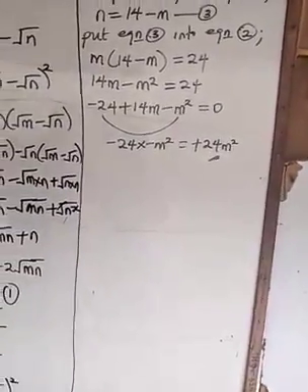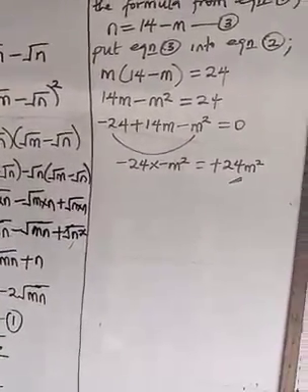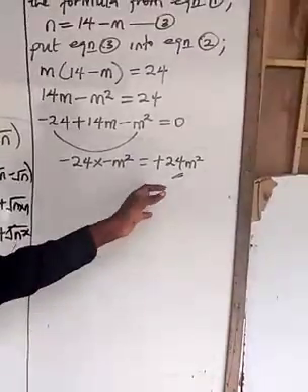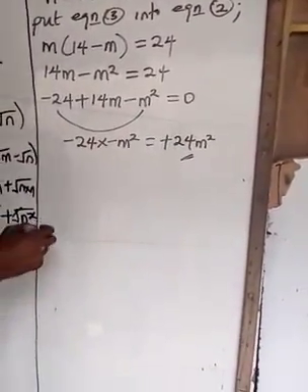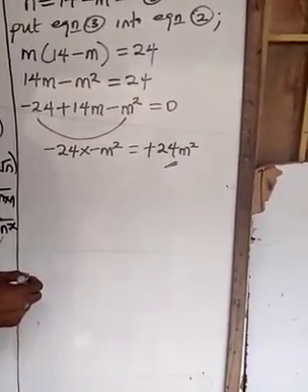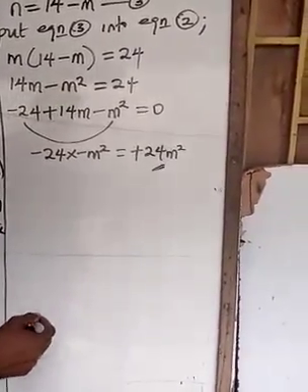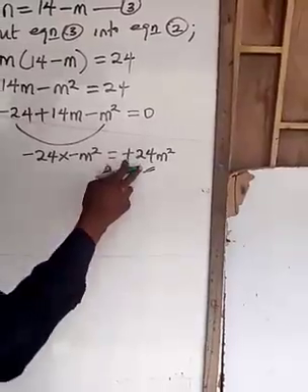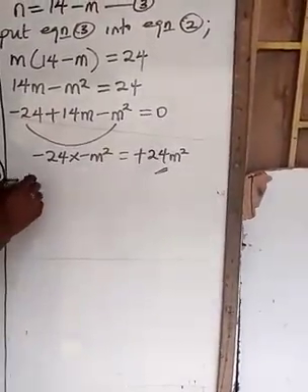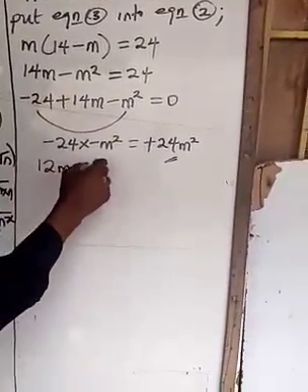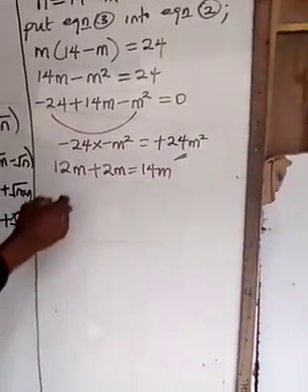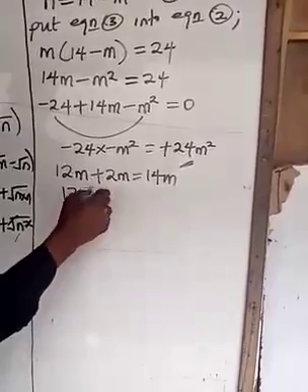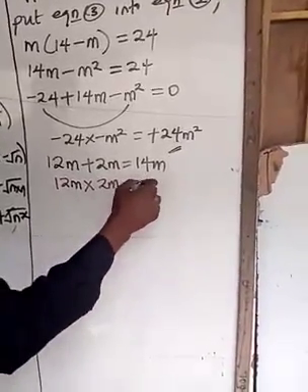So when we did quadratic, we'll look for two factors that when you multiply we'll get 24, and when we add or subtract we'll get 14. So the two factors, let's list. That's 12 and 2. Yes, 12m plus 2m will give us 14m, and 12m times 2m will give us 24m squared.